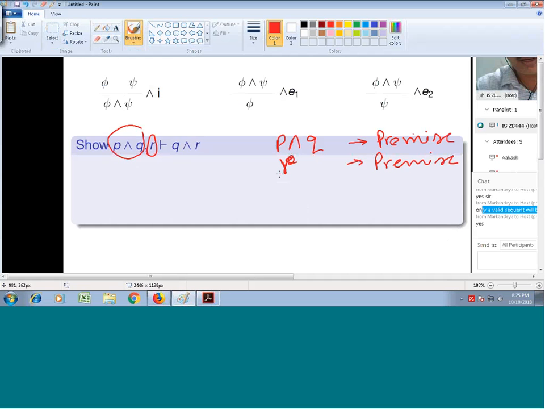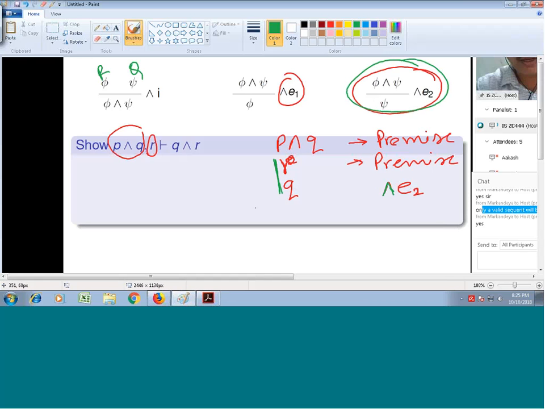What can I find out? Since P and Q is given to me, I can say Q is given to me using this particular formulation, using this and of E1, I think E2. Okay, this would be applied. Are you with me? This would be applied now because P and Q given, I am taking Q. So it is and of E2, right? And now R and Q is there.